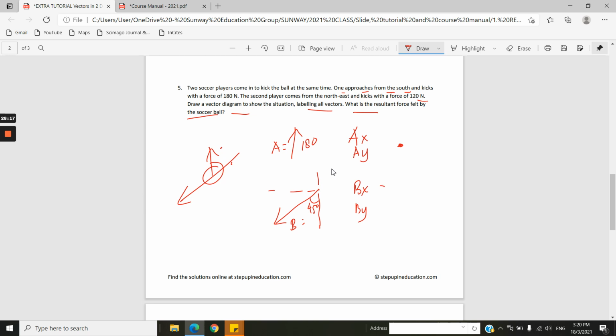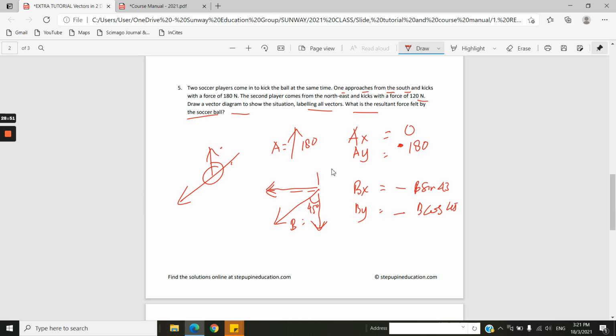Okay, so now resolve this. At the end of the day, what you are going to get is your resultant force. AX is 0, AY is 180 going up. So for B, you will have BX and BY, BY going down, BX going left. Okay, you just resolve B cos theta or B sin theta. BX is sin.